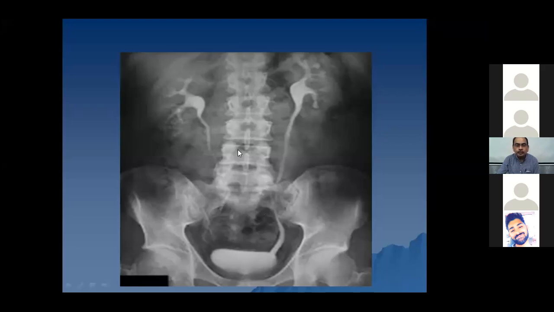ureters, and the bladder as well. It is a normal examination. There are no pathologies involved.